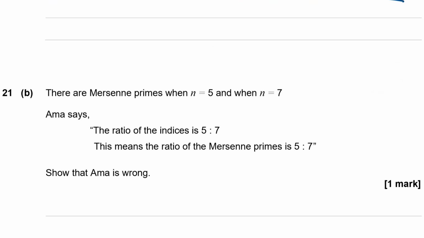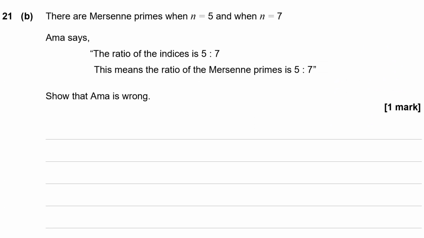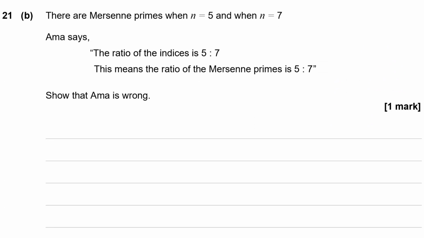Okay. Next part of the question says there are Mersenne primes where n equals 5 and when n equals 7. Amma says the ratio of the indices is 5 to 7. This means that the ratio of the Mersenne primes is 5 to 7. We need to show that Amma is wrong. Okay, so we need to work out what these numbers are then, don't we?